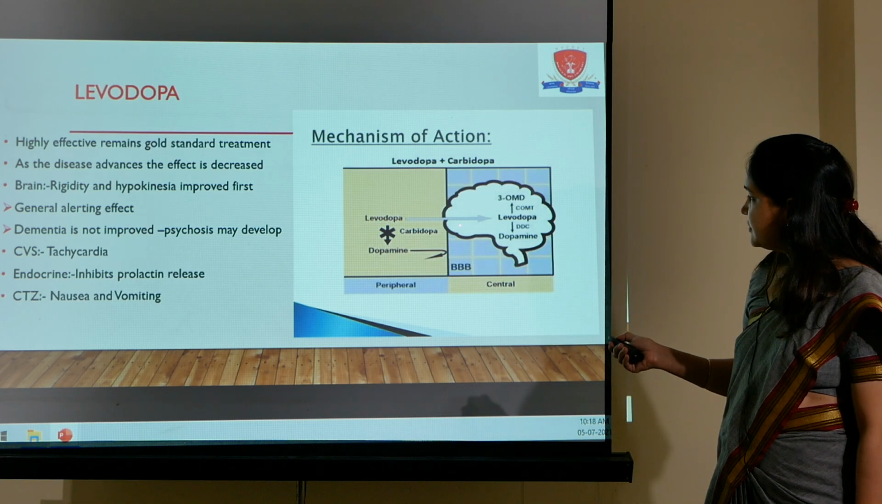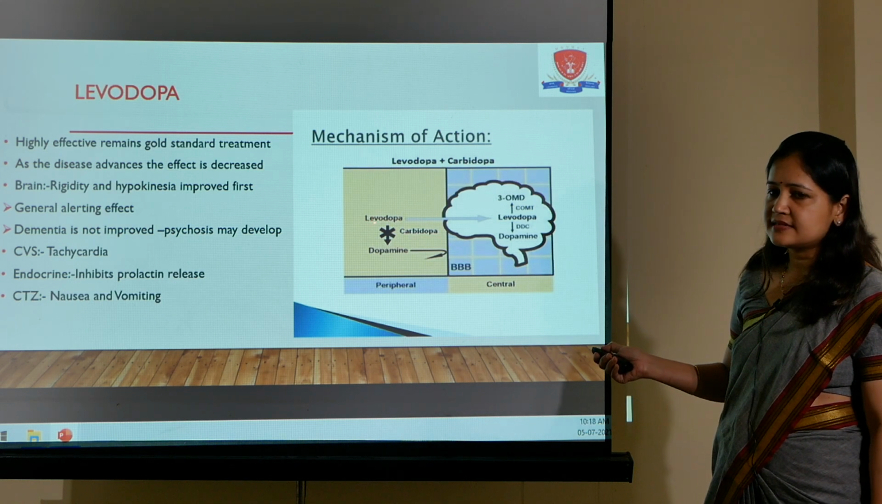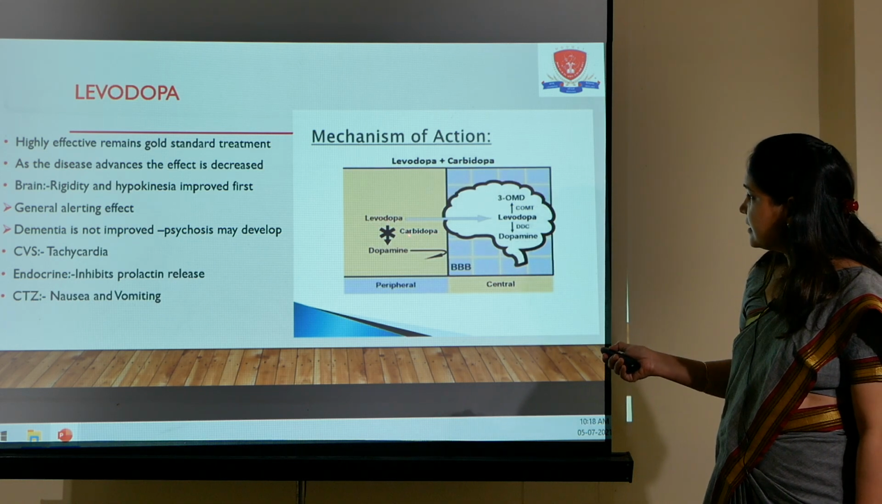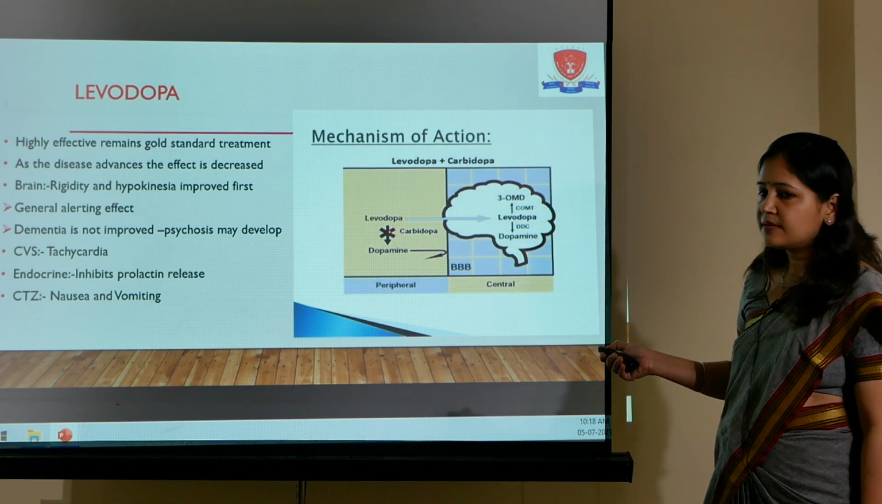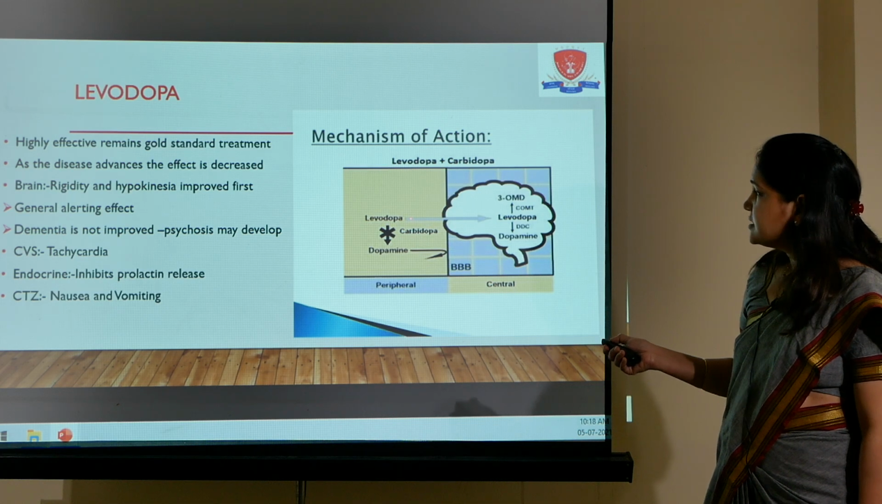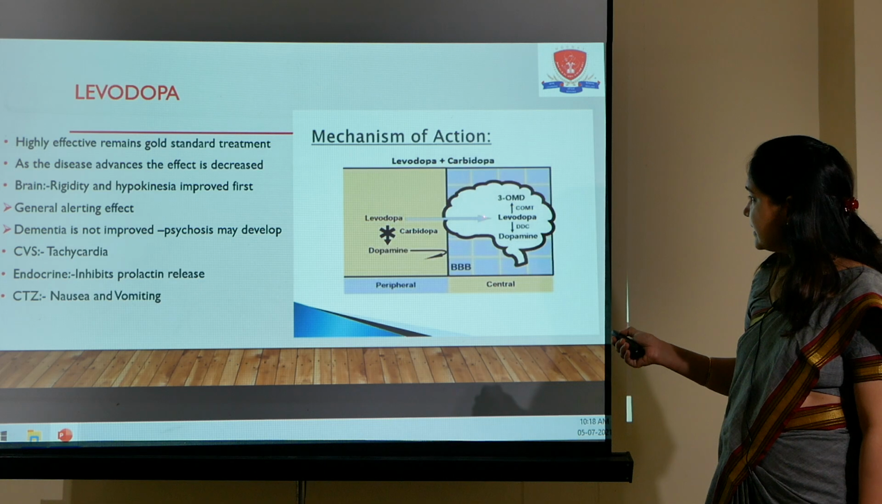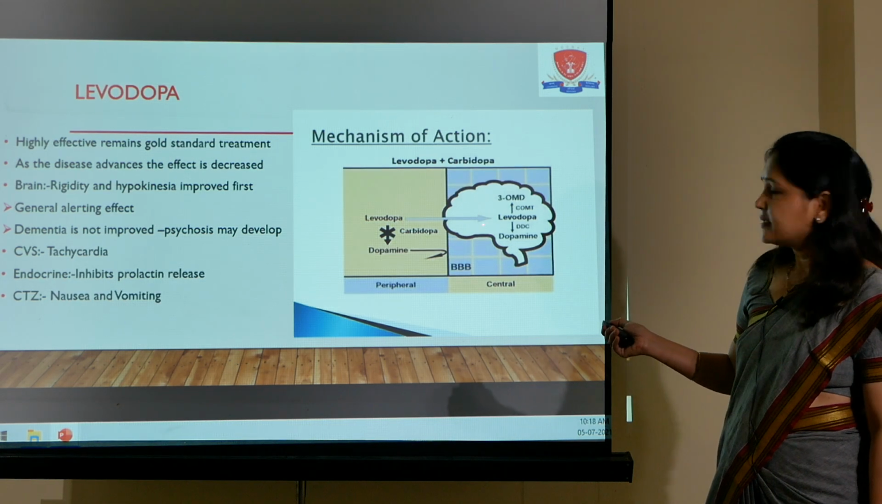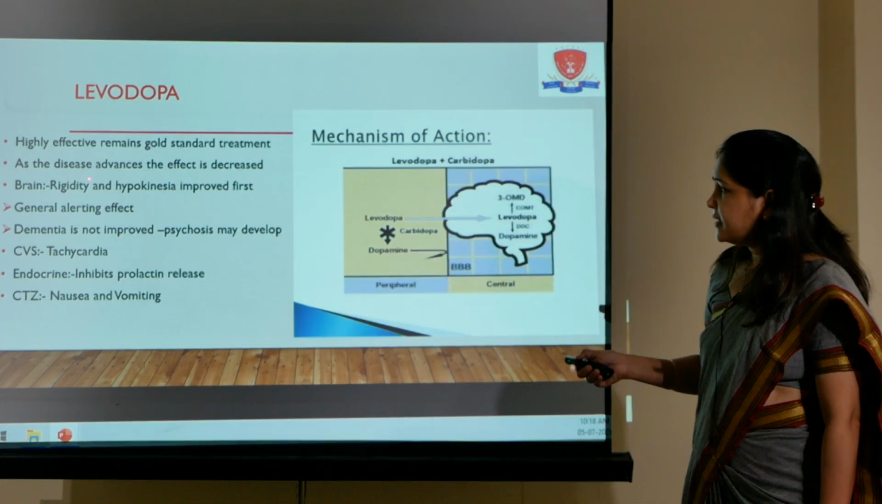So to increase its penetration into the brain, levodopa is always combined with carbidopa or benserazide. What carbidopa and benserazide do is inhibit the dopa decarboxylase and increase the penetration of levodopa. So around 10% of the levodopa can penetrate the blood-brain barrier and reach its site in the brain.